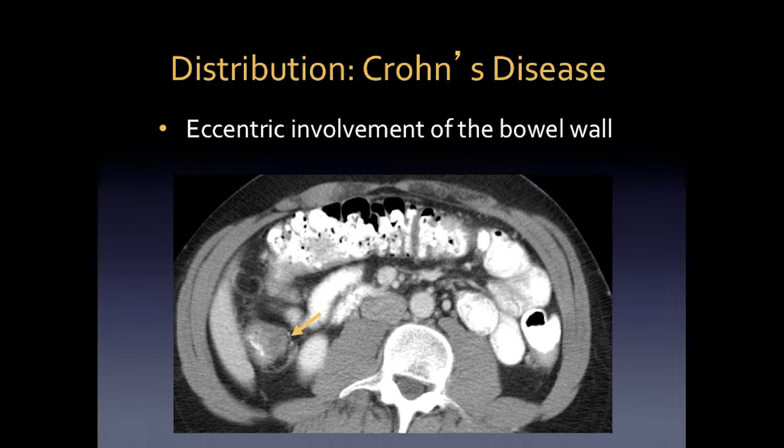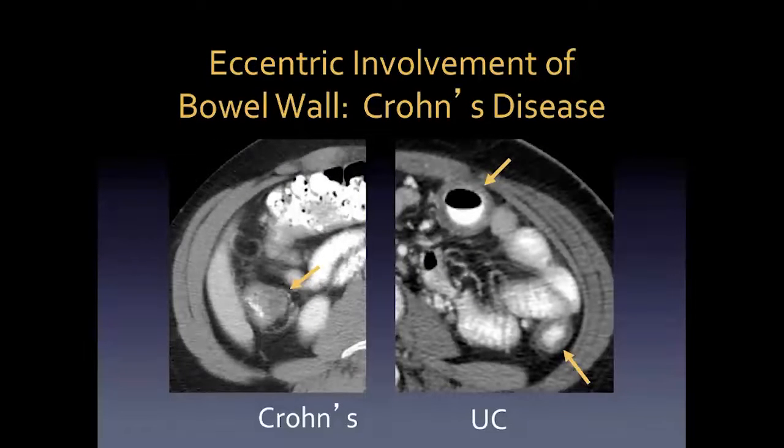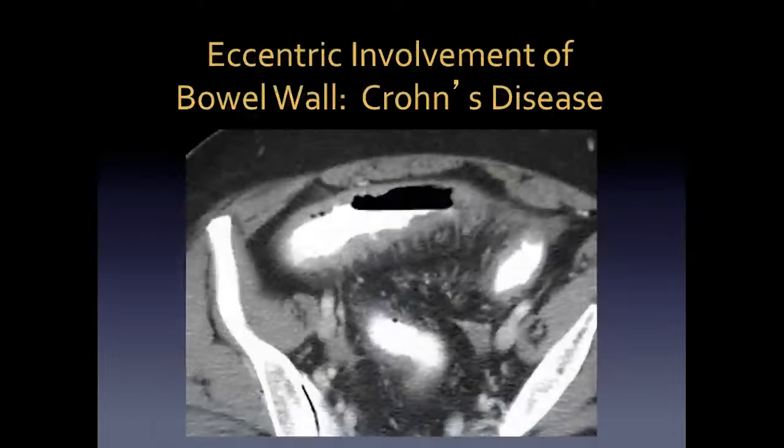That type of eccentric involvement is extremely characteristic of Crohn's disease. And if I compare it on this slide to a case of ulcerative colitis, I think it really stands out that in ulcerative colitis, the loop is very circumferentially, evenly involved. Crohn's disease tends to be more eccentric. I find this to be one of the easiest ways to tell Crohn's versus ulcerative colitis apart.